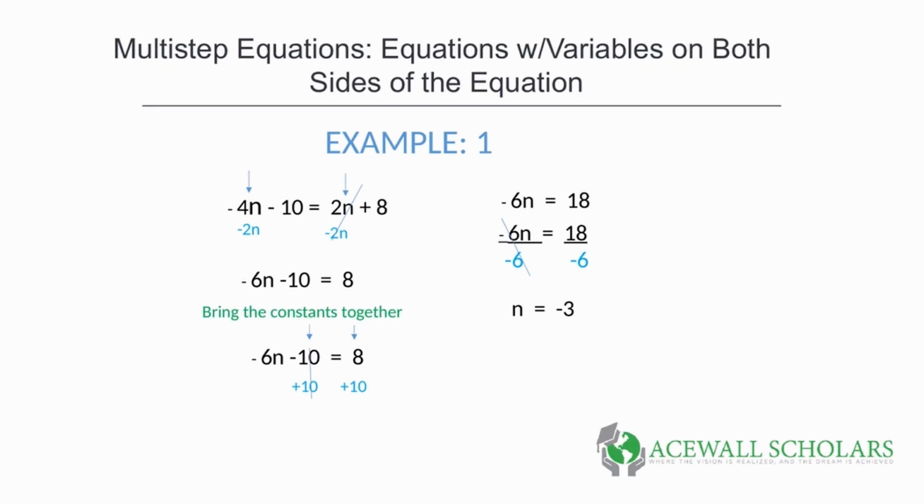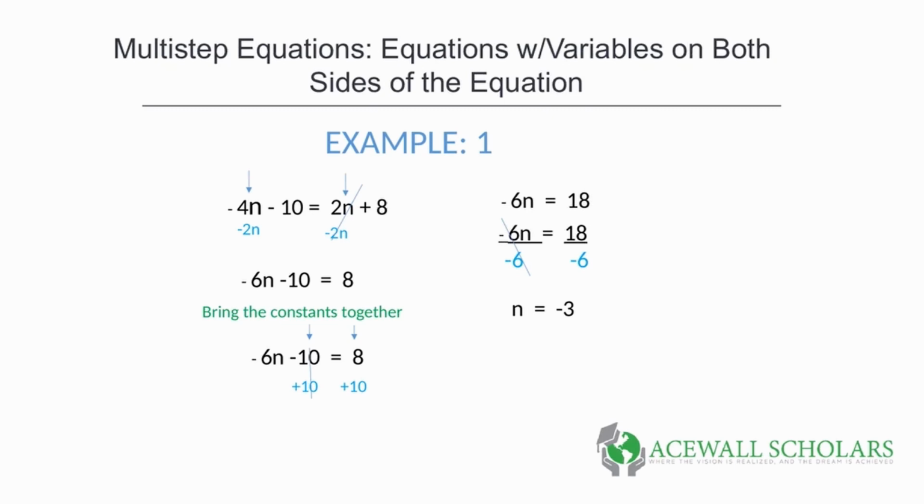The 2n's, the positive 2n and the negative 2n on the right side cancel out, and I'm left with negative 6n minus 10 equals 8. From here, I want to move my negative 10 to the other side of the equal sign. So I'm going to bring my constants together, and I do that by taking my minus 10 to the other side. So I'm going to add 10 on both sides because my constants were the negative 10 and the 8. The negative 10 and positive 10 cancel out, and I'm left with negative 6n equals 18.